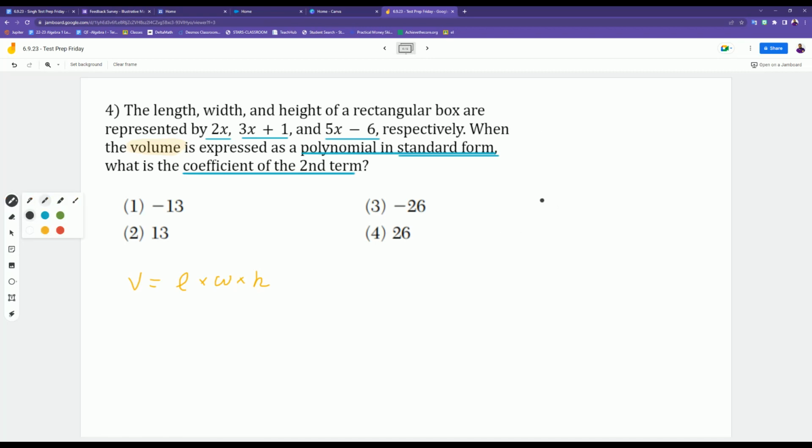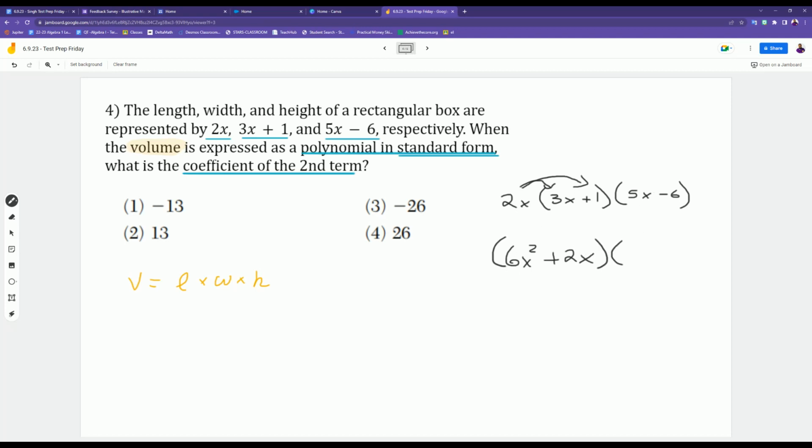So we have 2x times 3x plus 1 times 5x minus 6. And we're just going to multiply out to get this into standard form. So 2x times 3x becomes 6x squared. 2x times 1, it's a positive, so plus 2x. Now I'm going to put these in parentheses and bring down our 5x minus 6. Now we're going to do double distribution and multiply again.